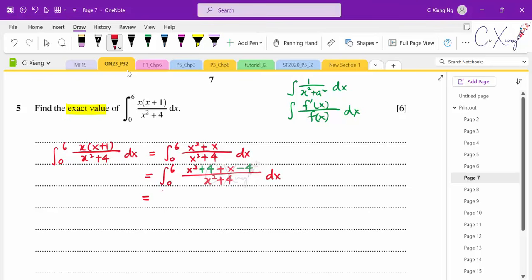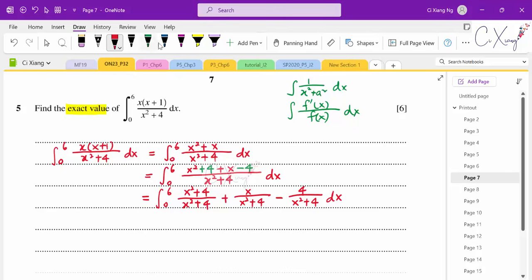Okay, then what I should do next is try to separate my fraction into 3. The first one will be x squared plus 4 over x squared plus 4. Then another one will be x over x squared plus 4. And the last one left is 4 over x squared plus 4.